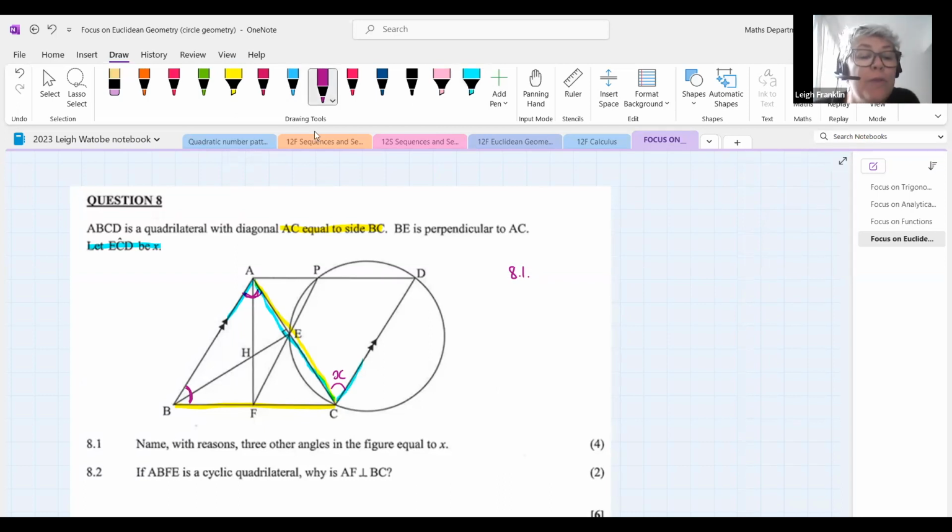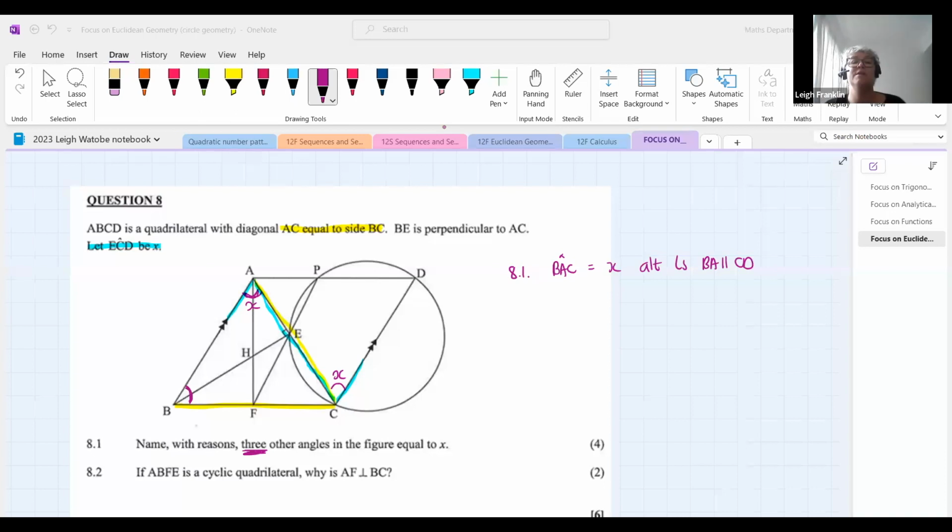Good, well done. So that means that BAC equals X because of alternate angles. And again, we have to name the parallel lines. BA parallel to CD. Perfect. Now they want 3 other angles that are equal to X. So we've got 1. Let's see what else is equal to X. So I see a couple of people. Lumelo says ABC, angles opposite equal sides. Cassandra, you're trying to say the same thing.